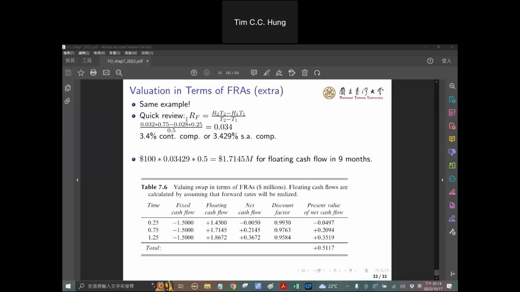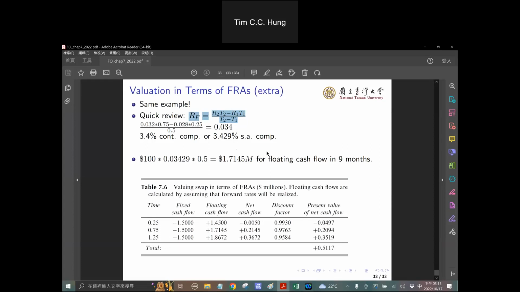We just follow this formula, and you can calculate the forward rate from 3 months from today to 9 months from today. It's calculated as 0.032 multiplied by 0.75 minus 0.028 multiplied by 0.25, divided by 0.5. And you know that this forward rate here is 3.4%, compounded at continuous compounding.